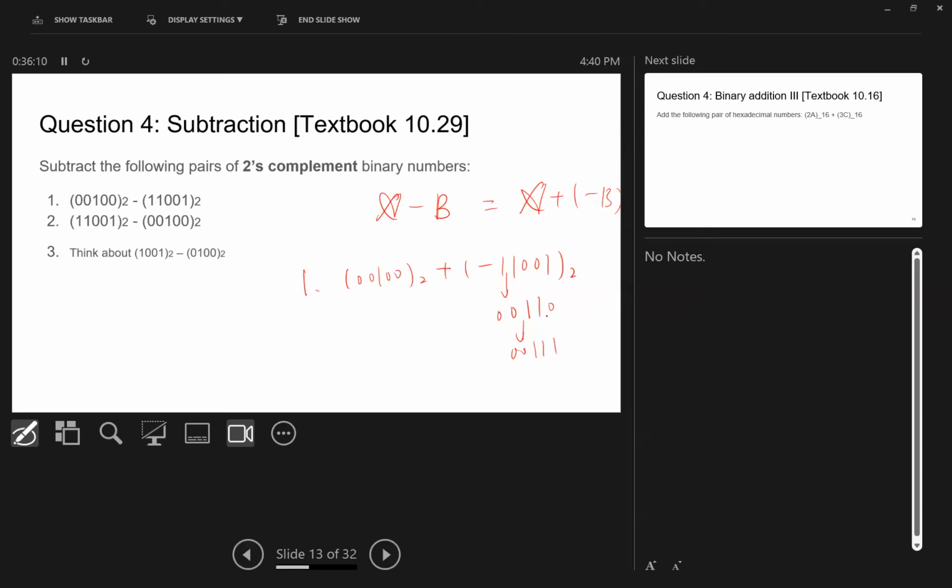And then we just do the addition. So the result should be 0, 1, 0, 1, 1. Oh, sorry. It should be 0, 1, 0, 0, 1, 1 in 2's complement. And for question 2, it is quite similar.